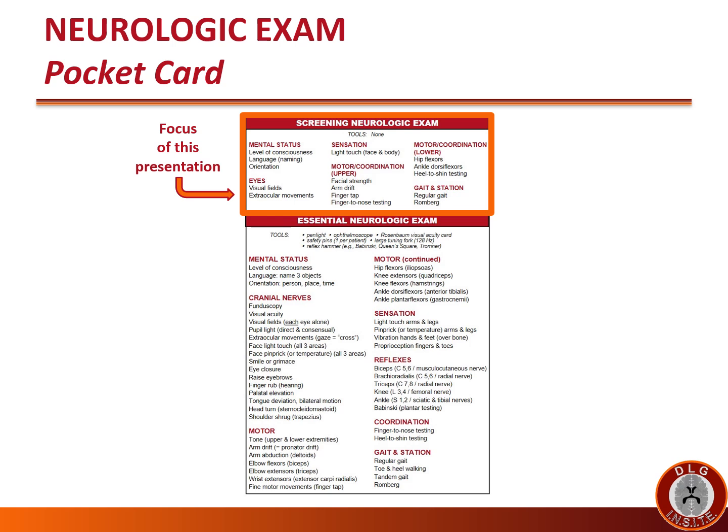The neurologic exam pocket card has the screening neurologic exam arranged in this modified format for time efficiency at the top of the card, and at the bottom of the card is the more detailed essential neurologic exam.